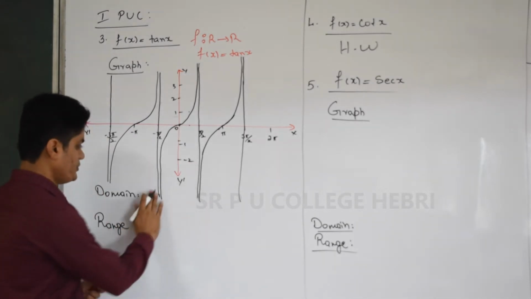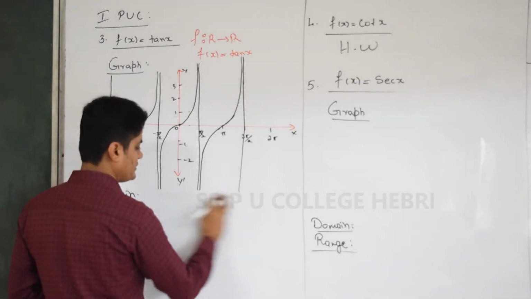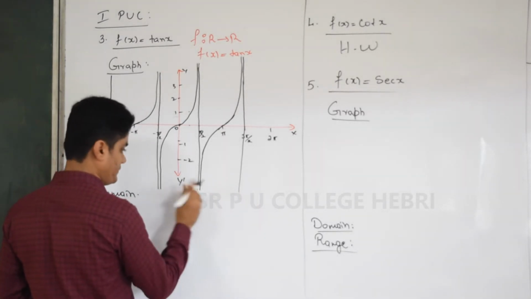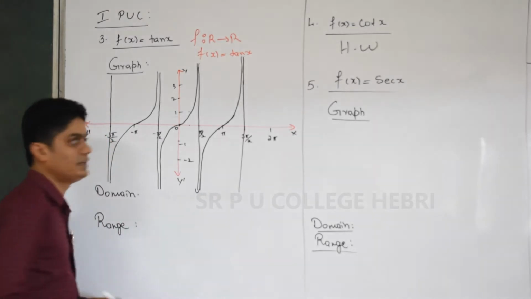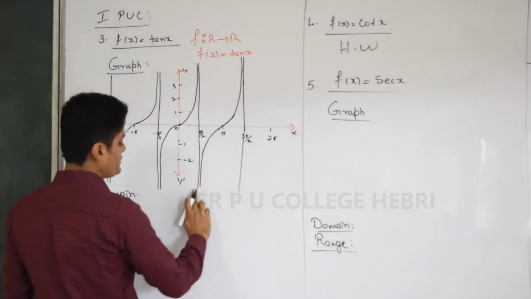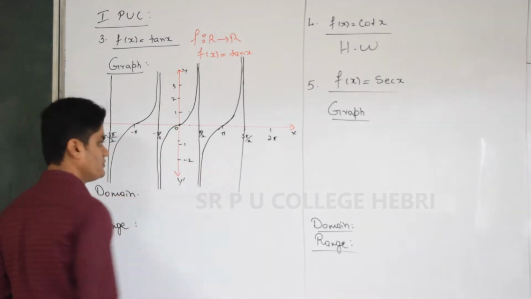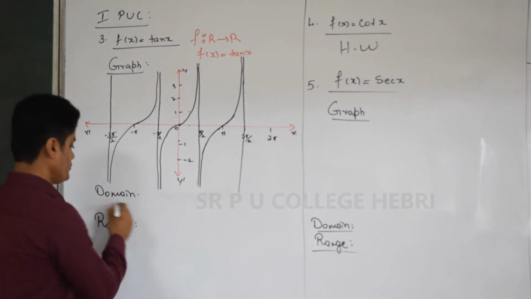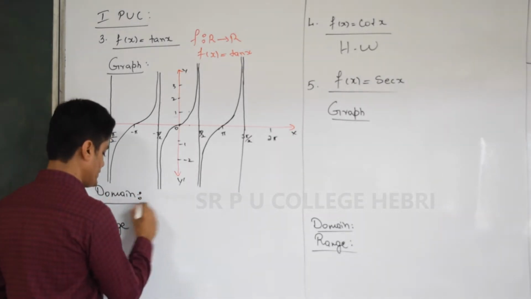So I hope you understood what I mean by the function tan x, from its definition and the graph. Clear, right? From its definition and graph, I hope you understood exactly how the tan function will be. Now you should understand how to write its domain and range.